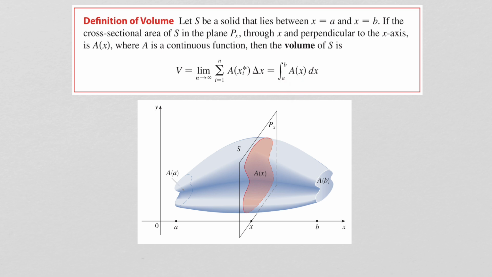So the bottom line is this: to find the volume of a solid, if you can take a slice of that solid and find the cross-sectional area of that slice, you're just going to integrate that cross-sectional area with respect to x from x equals a to x equals b, and this will produce the volume of the solid. Let's take a look at an example.